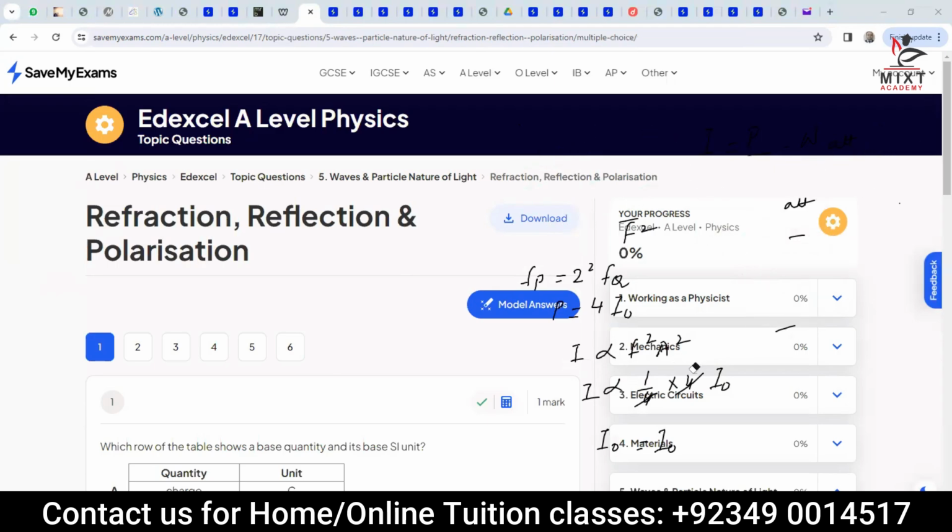They say which row of the table shows the base quantity and its base SI unit. The base SI unit means before it is given any name, what will be the unit, the base unit. Let's see what they are offering.